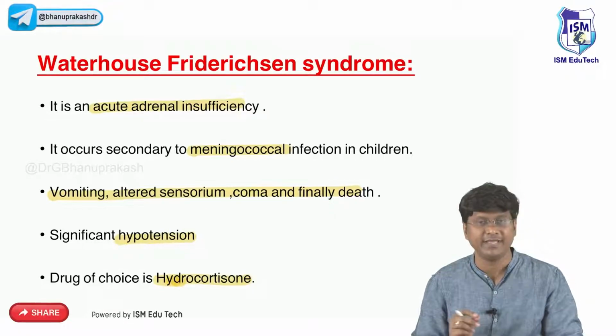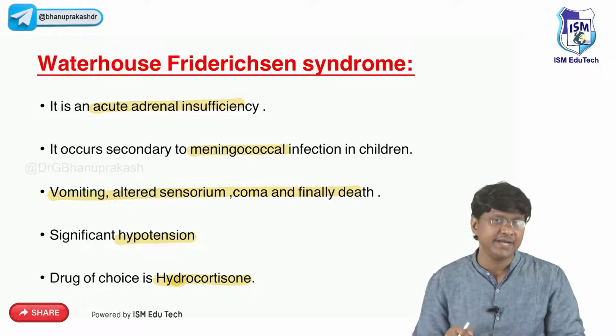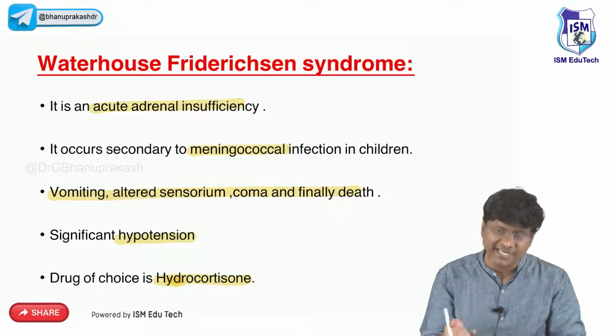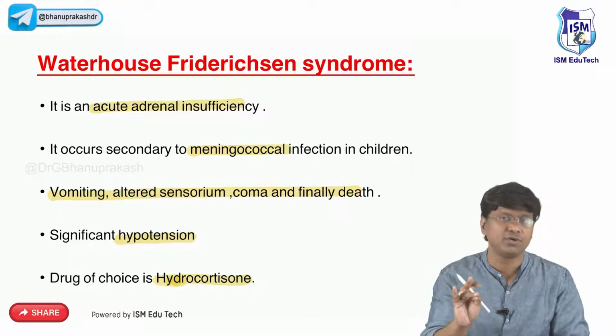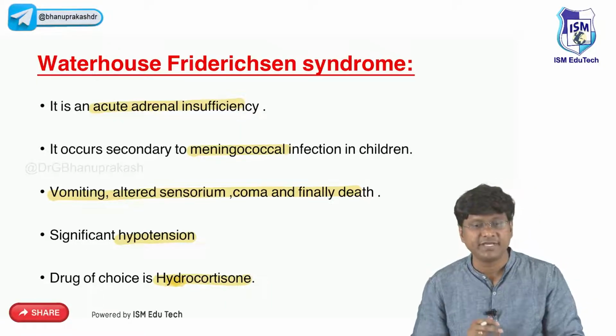The drug of choice will be hydrocortisone. Why is it that we are giving hydrocortisone? Because hydrocortisone has a dual activity. It has steroid activity and it also has mineralocorticoid activity. And that is the reason why we are giving hydrocortisone, not dexamethasone, right?